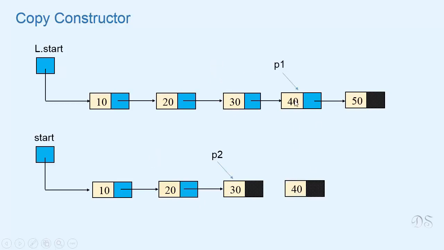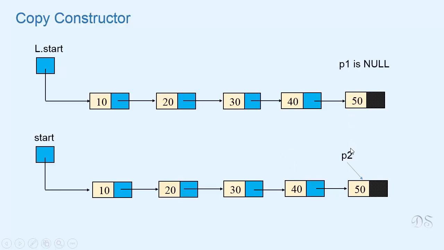Again we allocate a new node with info equal to p1 info, make p2 link point to this node and move p1 and p2 forward. Again we do the same thing. We make p2 link point to this node and we move p1 and p2 forward. Now p1 is null, so we will stop. Our loop will terminate. And we have copied this whole list.